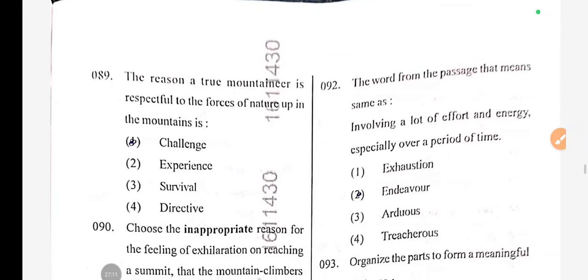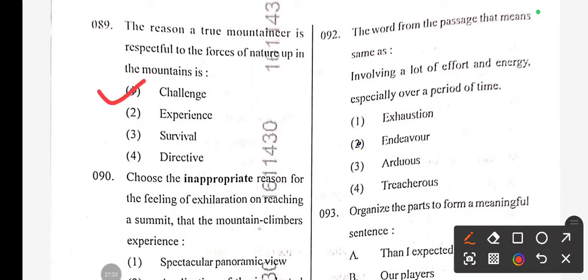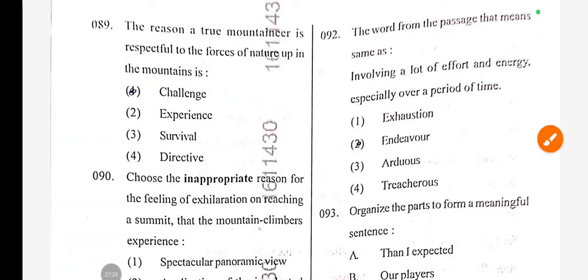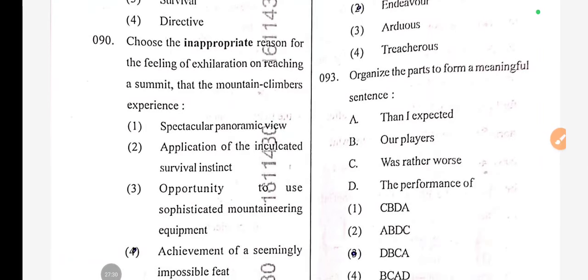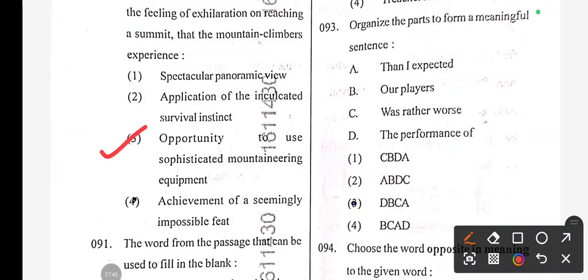89. The reason a true mountaineer is respectful to the forces of nature up in the mountains is answer, option 1, challenge. 90. Choose the inappropriate reason for the feeling of exhilaration on reaching a summit that the mountain climbers experience. Answer, option 3, opportunity to use sophisticated mountaineering equipment.